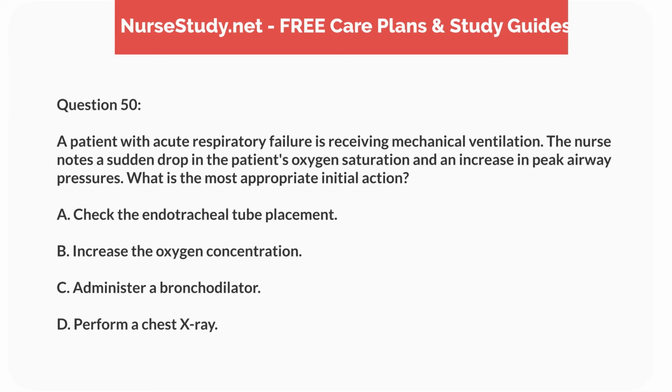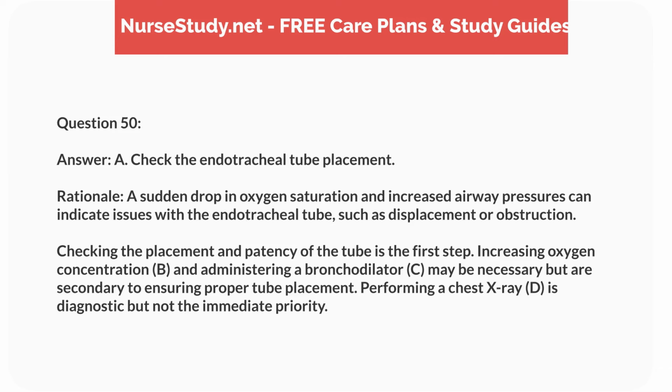Question 50. A patient with acute respiratory failure is receiving mechanical ventilation. The nurse notes a sudden drop in the patient's oxygen saturation and an increase in peak airway pressures. What is the most appropriate initial action? A. Check the endotracheal tube placement. B. Increase the oxygen concentration. C. Administer a bronchodilator. D. Perform a chest X-ray. Answer: A. Check the endotracheal tube placement.